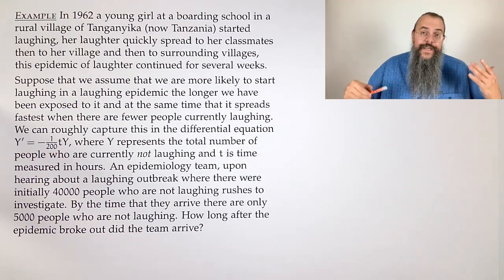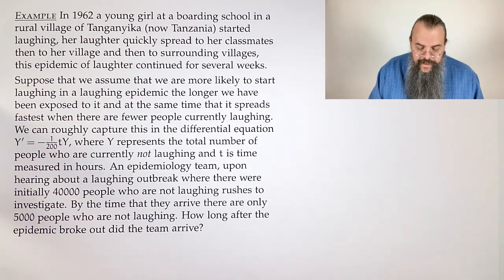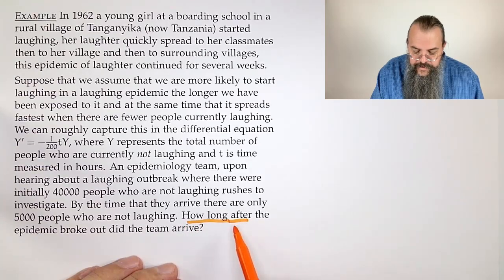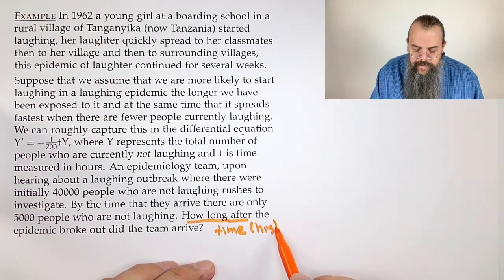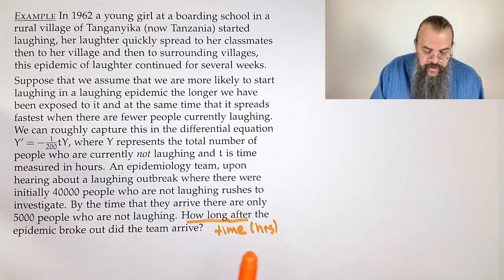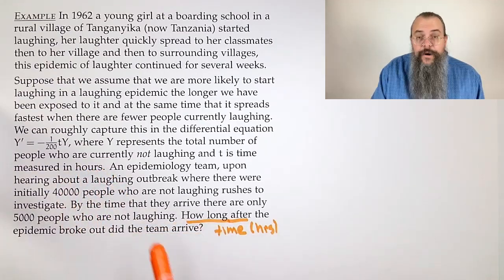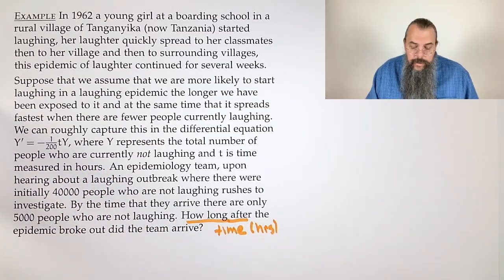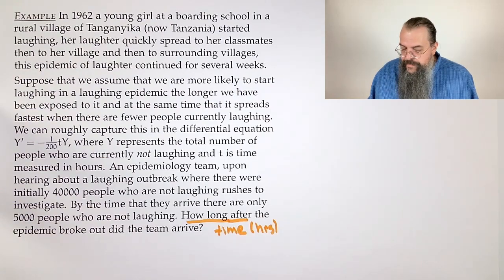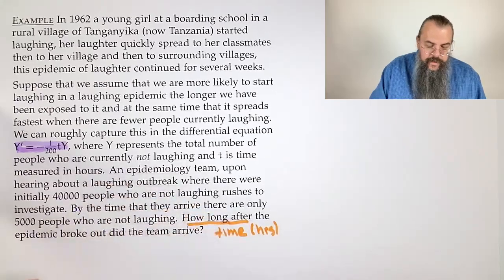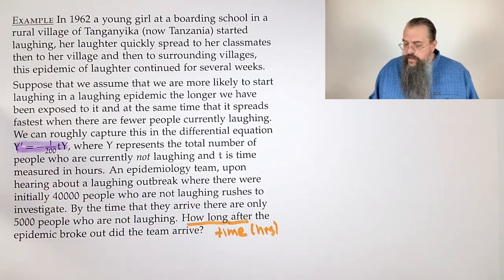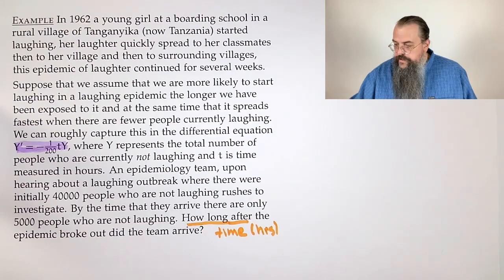Now, we should always get into the practice of identifying what we are looking for, and we're looking for how long after. So we're really looking for some kind of a time. So our final answer should be a time, and in particular, it'll be measured in hours, because those are our units, right? Time is measured in hours. All right. Well, let's see what we have. So we certainly have a couple of things. We have our differential equation, and we see it's really nicely set up for us to be separable. So let's go ahead and solve that differential equation.